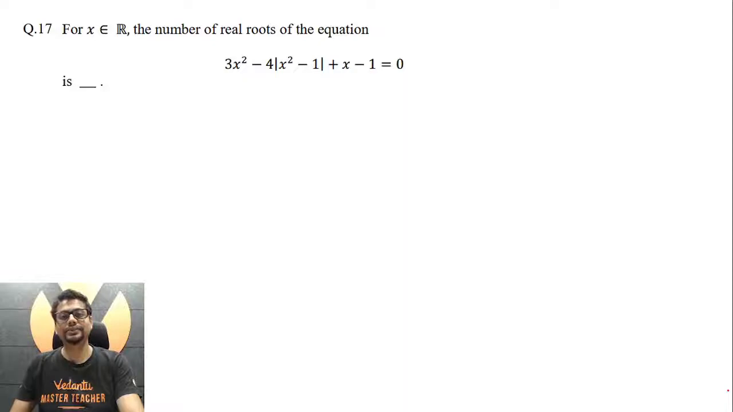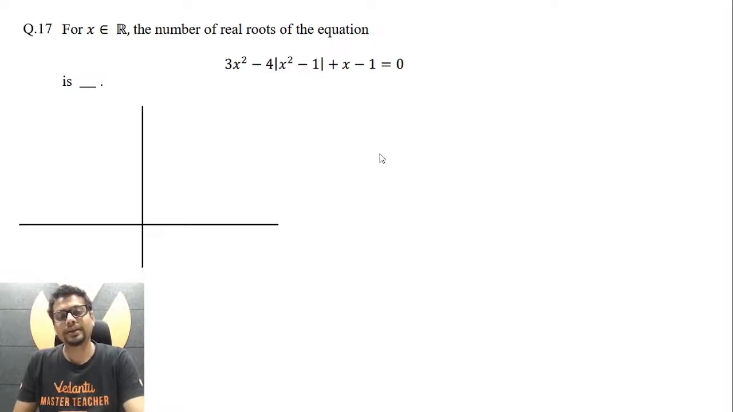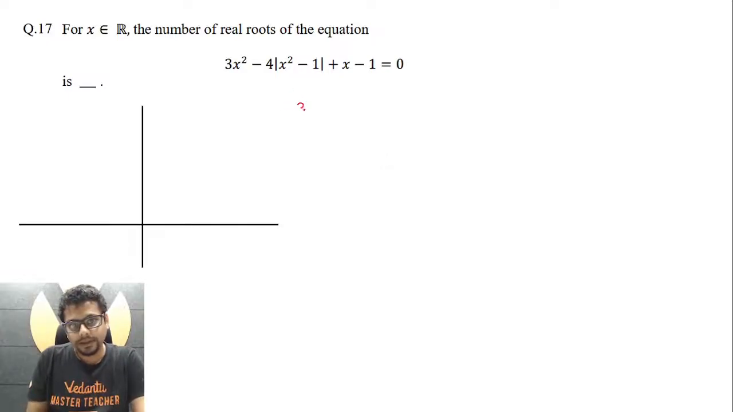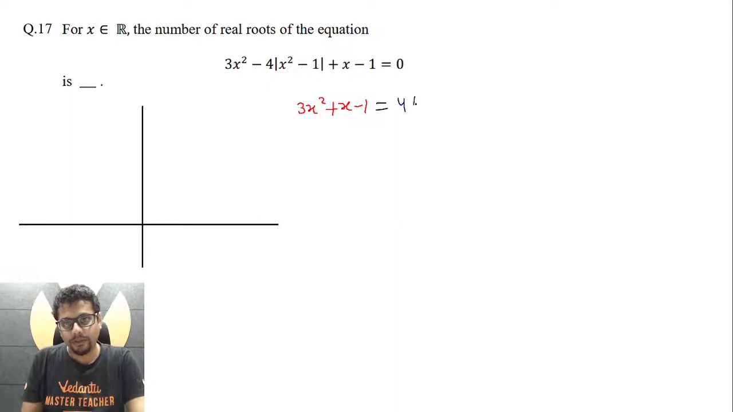We are discussing JEE Advanced 2021, Paper 1, Mathematics, and the question for this video is this. For x being real, find the number of real roots of the given equation. A quick way to find the number of real roots is by plotting curves. How's that? Consider 3x square plus x minus 1 equal to 4 times mod of x square minus 1.